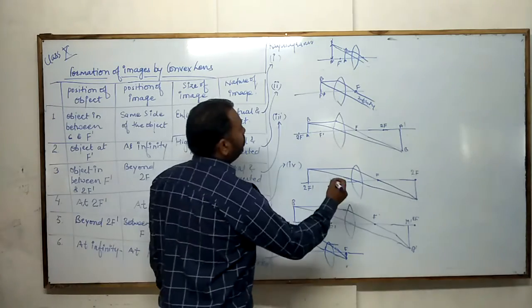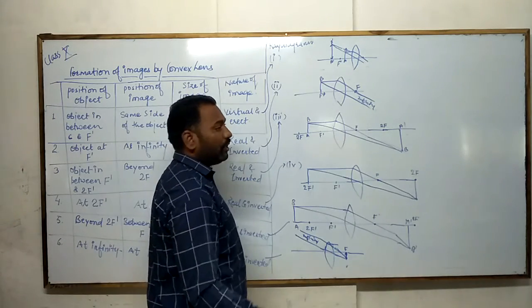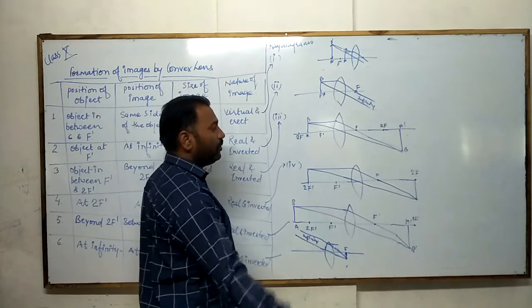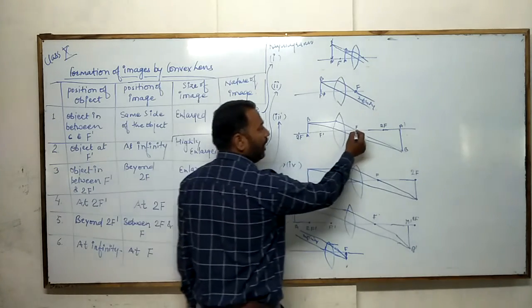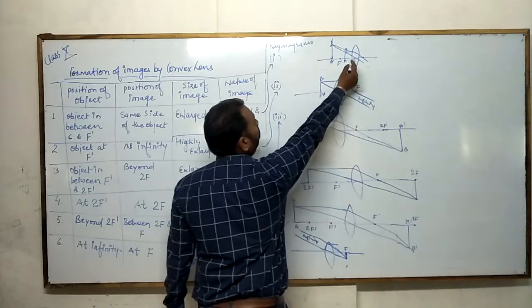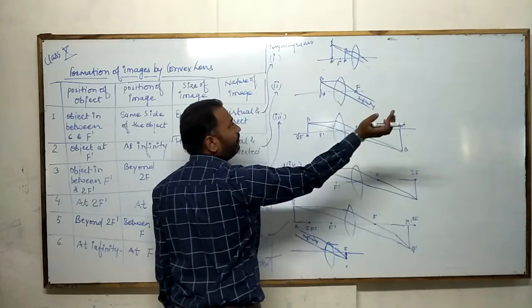Okay, I already introduced the F dash. What is F dash? And 2F dash. F and 2F. So this is the position for F dash, this is the 2F dash, F and 2F. So look, this is the first ray diagram for us.